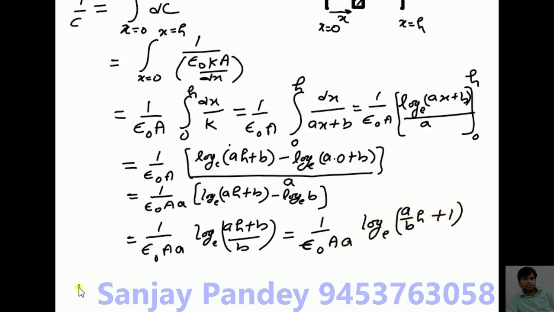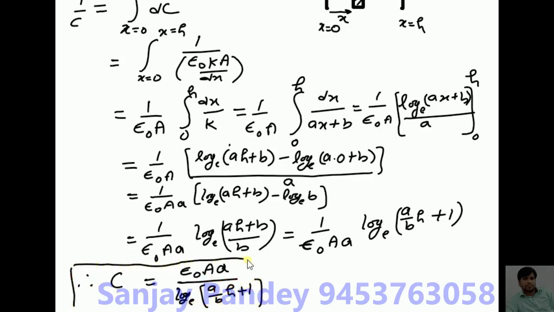Therefore, C will be equal to epsilon naught A, small a, upon log (a upon b h plus 1). This is the required capacitance of the given capacitor.